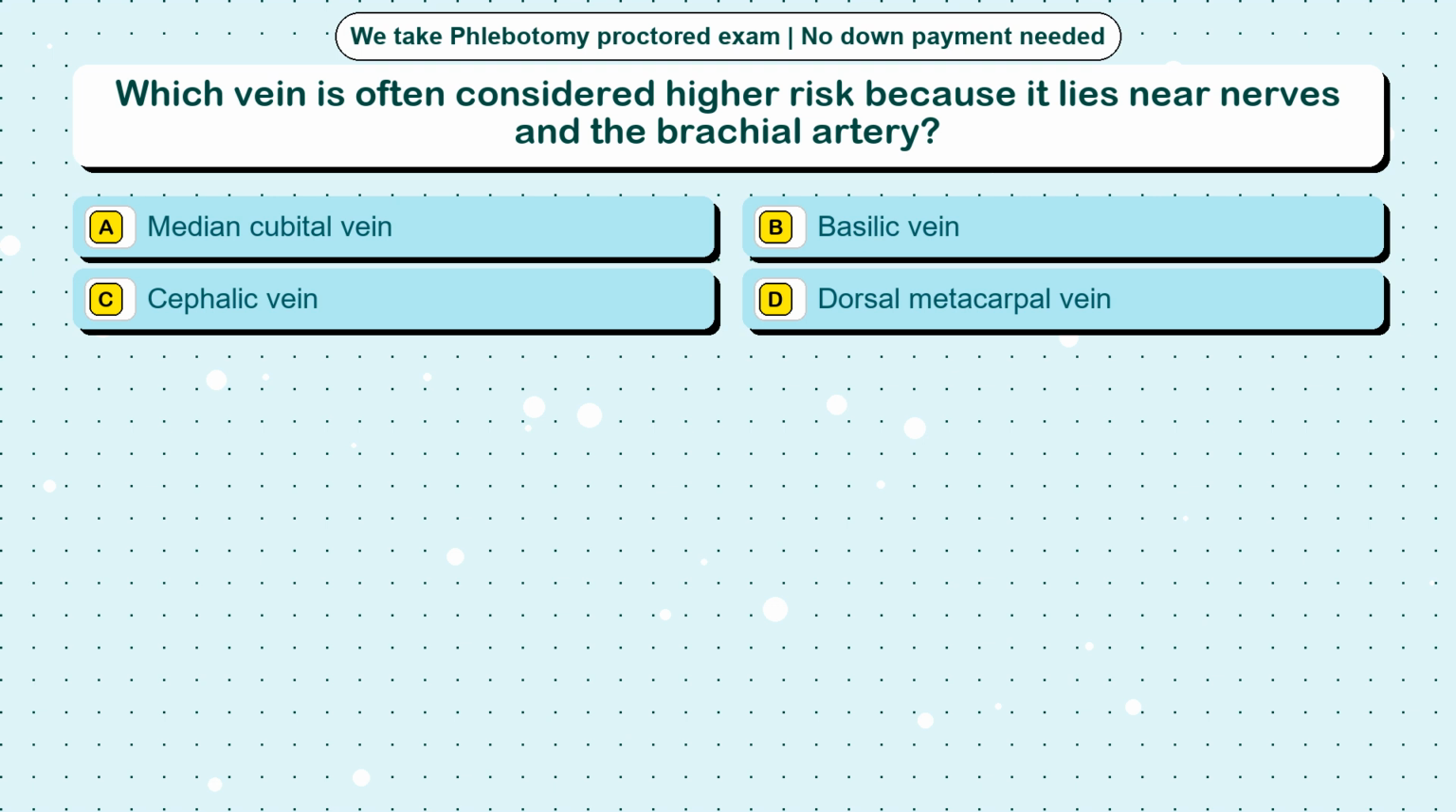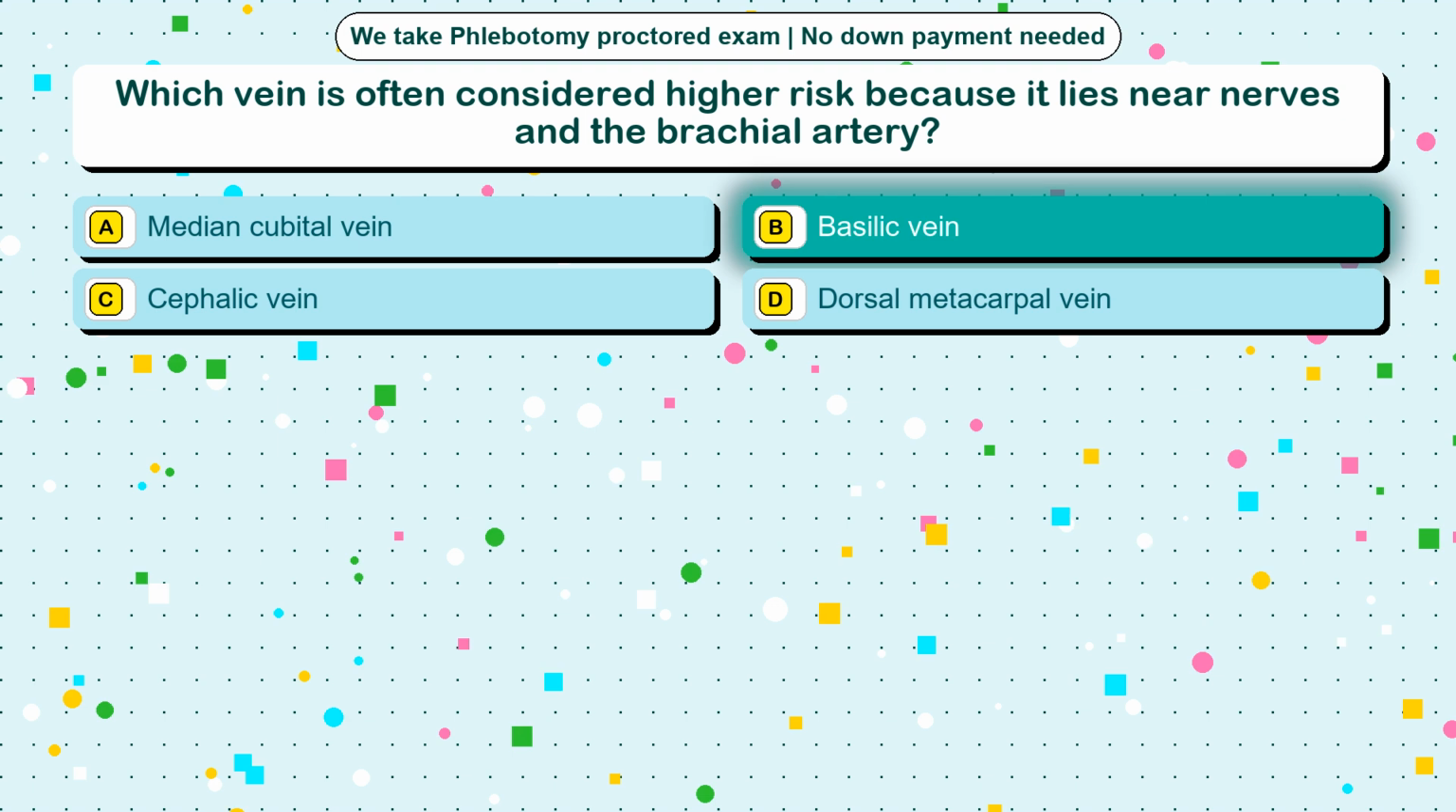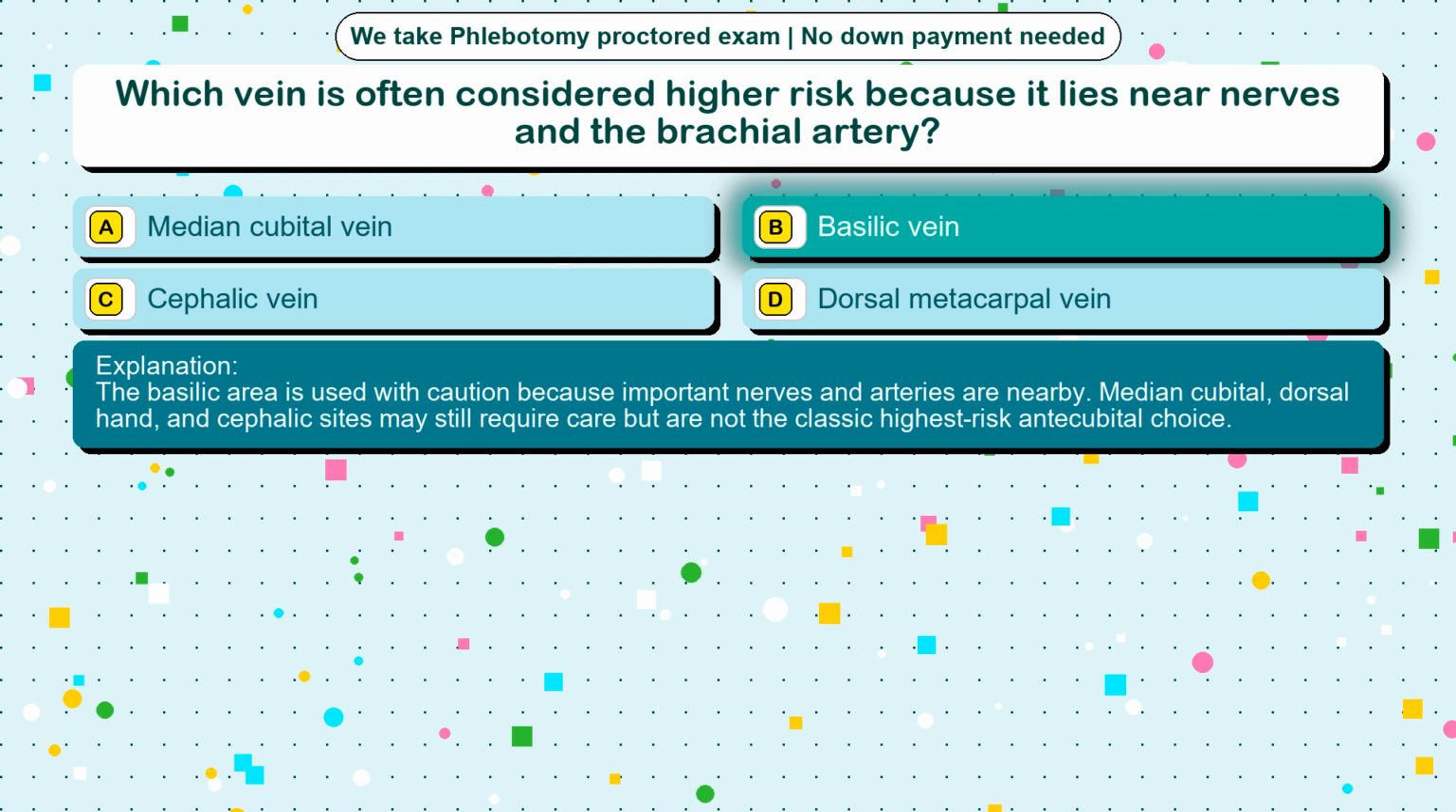Option A, median cubital vein. Option B, basilic vein. Option C, cephalic vein. Option D, dorsal metacarpal vein. The correct answer is option B, basilic vein. The basilic area is used with caution because important nerves and arteries are nearby. Median cubital, dorsal hand, and cephalic sites may still require care but are not the classic highest risk antecubital choice.